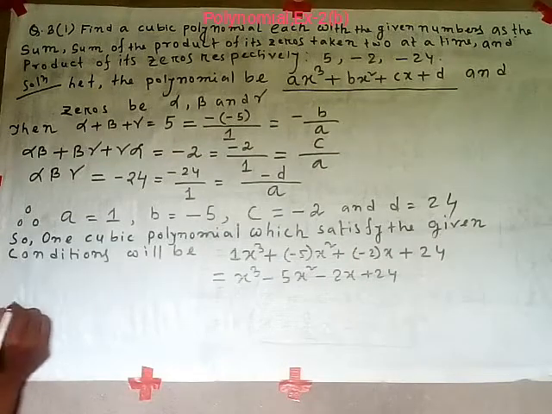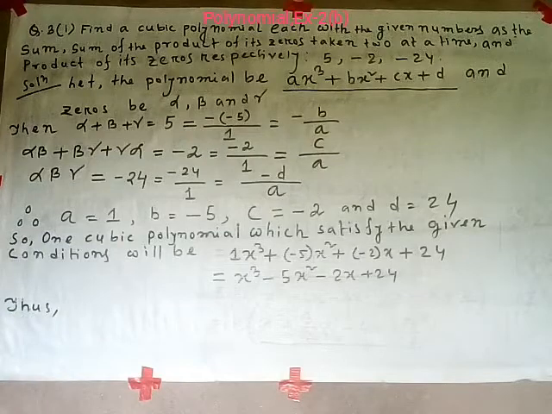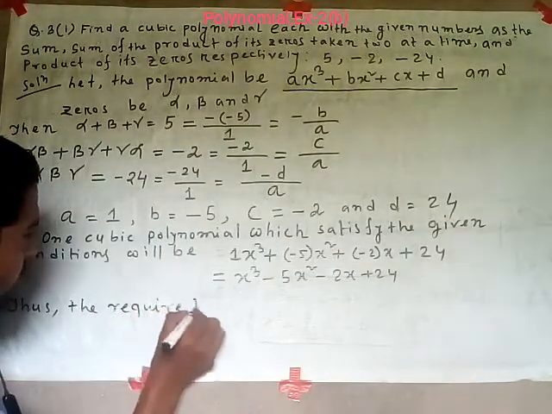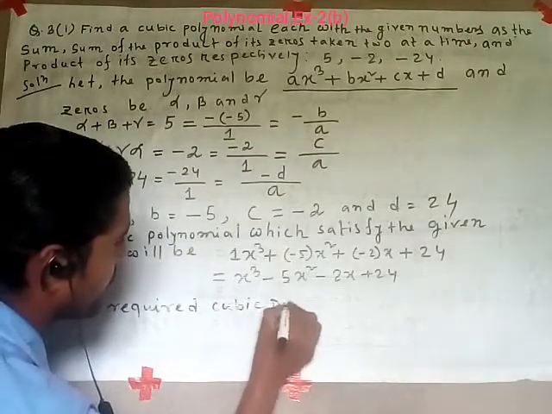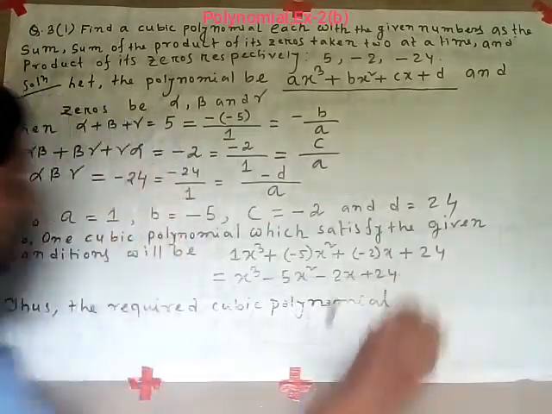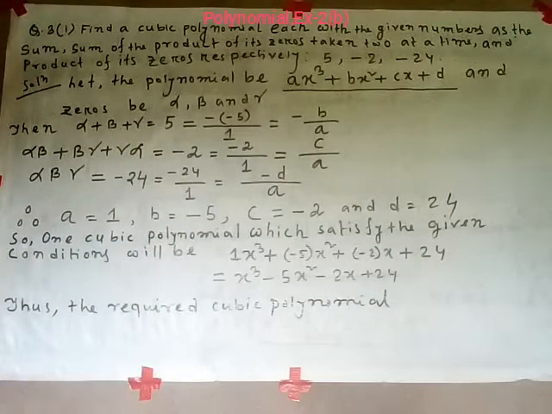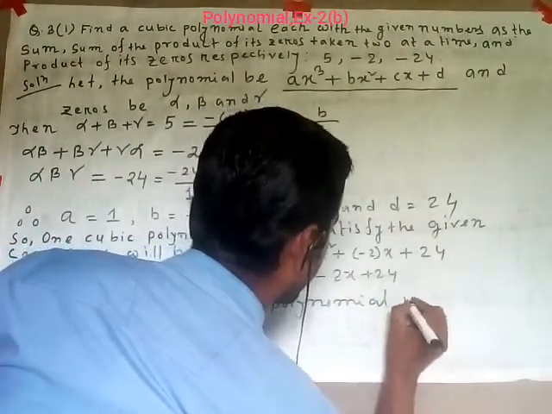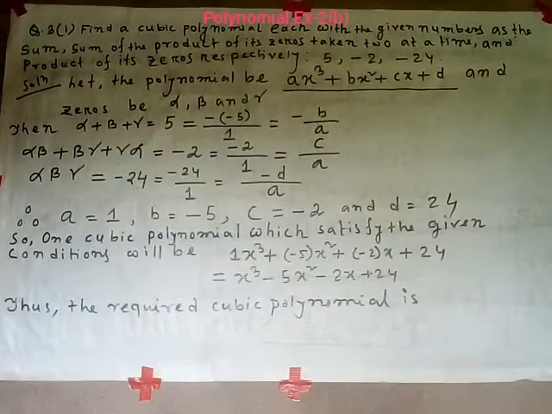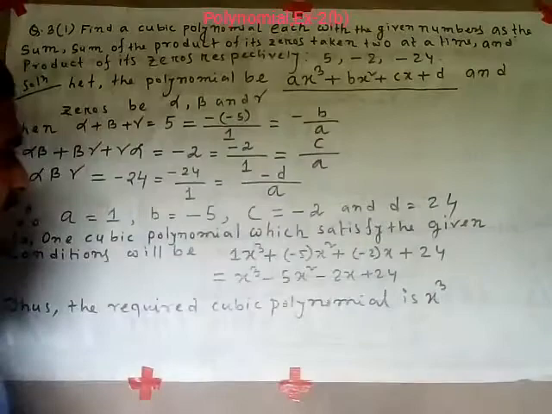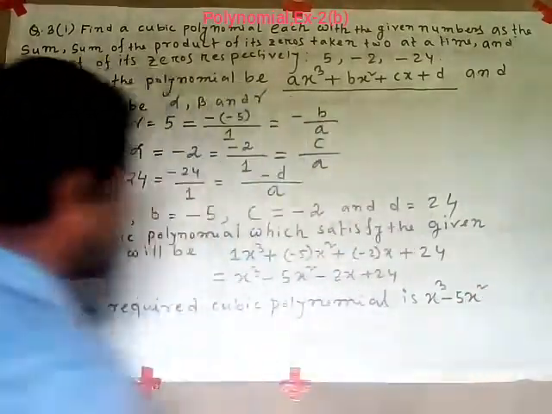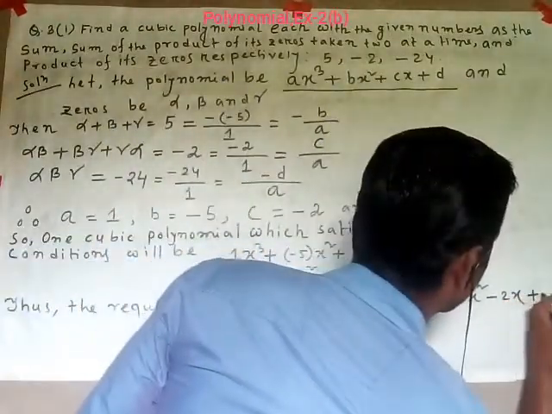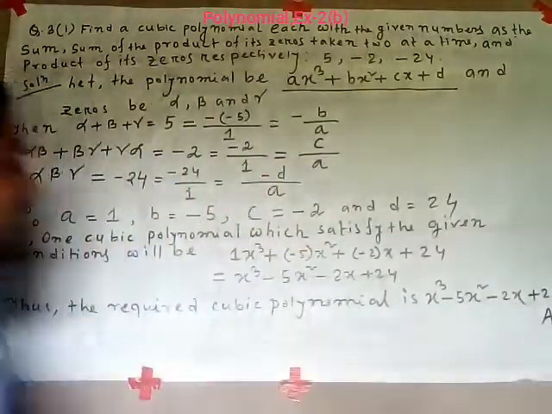So we can write thus the required cubic polynomial is x cube minus 5x square minus 2x plus 24. So this will be the final answer.